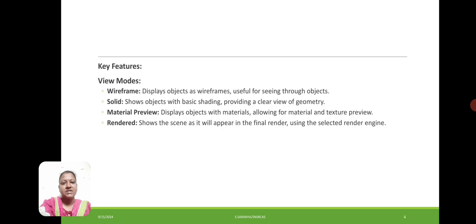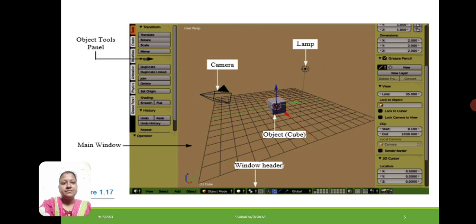Next is key features, view modes. The wireframe is used to display objects as wireframe, for seeing through the object. Second one is solid, which shows objects with basic shading, providing a clear view of geometry. Third one is material preview. It displays the objects with material, allowing for material and texture preview. Fourth one is render, which shows the scene as it will appear in the final render using the selected render engine.